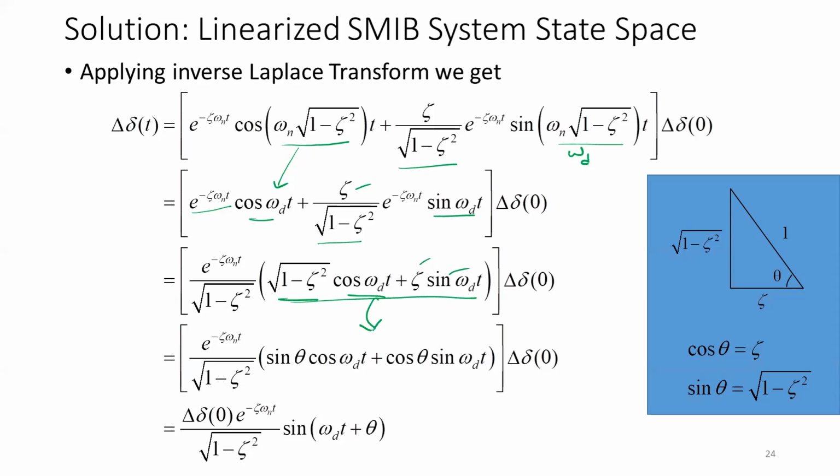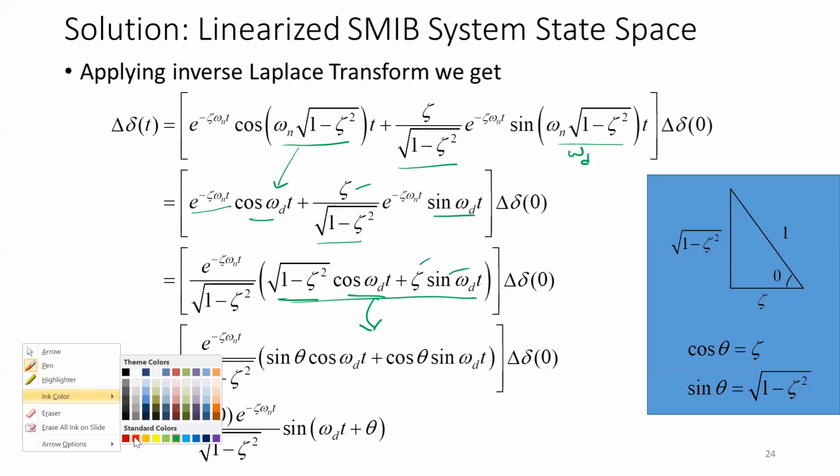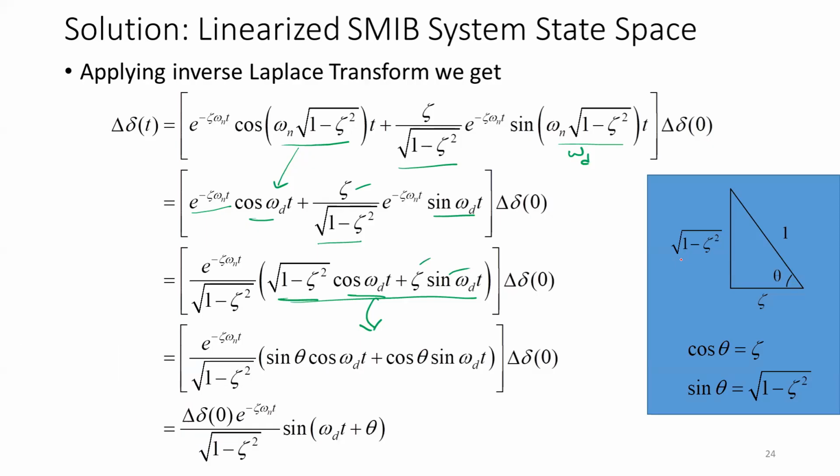We actually take help of a right angle triangle. So you draw a triangle with length 1 minus zeta square and the base with just zeta. Then if you apply the Pythagoras theorem, you get your hypotenuse is equal to 1.